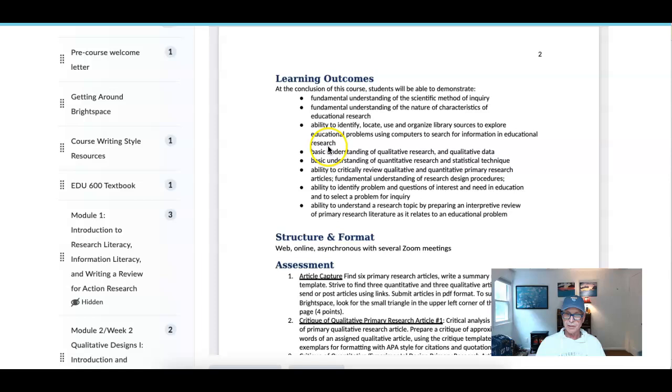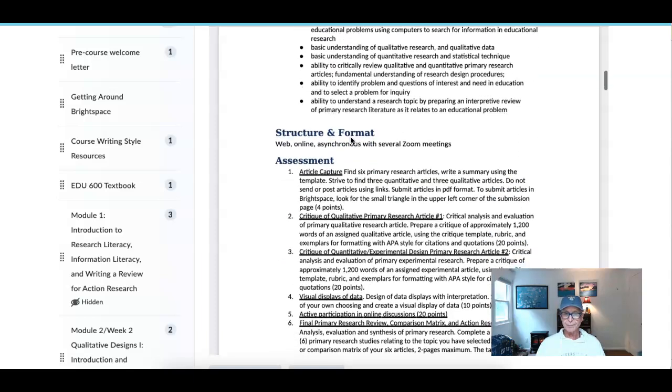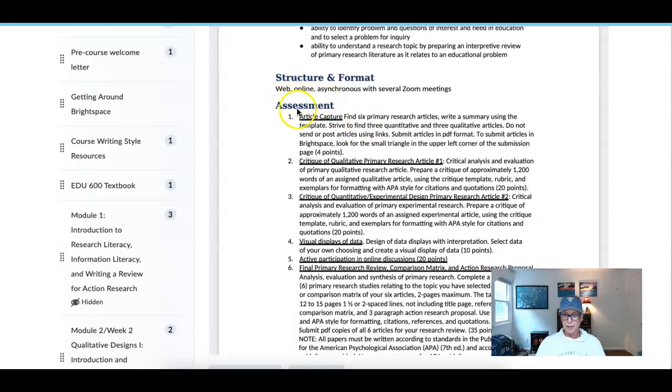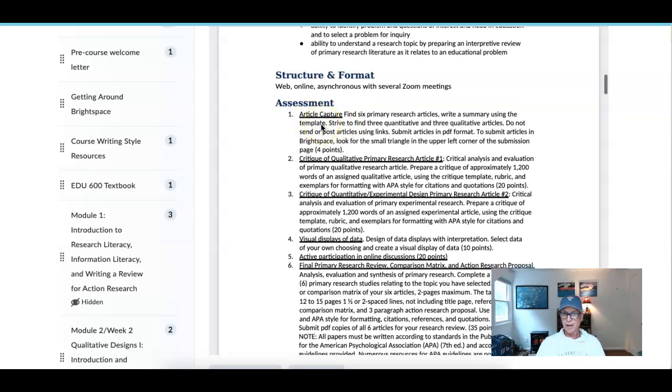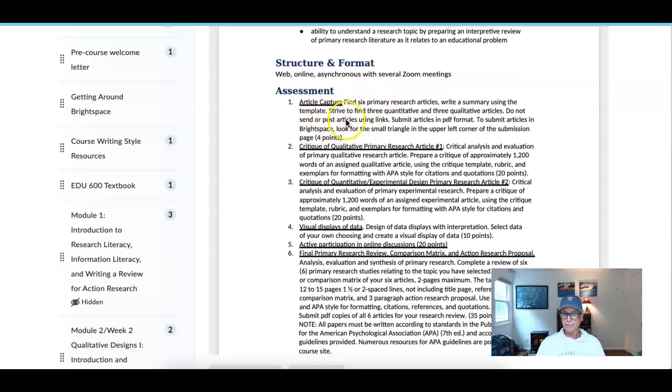I'd encourage you to take a look at the learning outcomes. The learning outcomes are tied in with the way this course is developed. Then the structure and the assessments, these are the assignments. The article capture is actually the final assignment that we have. You collect 6 primary research articles, then write a summary. More information on that. We have 2 critiques, a qualitative critique and a quantitative critique.